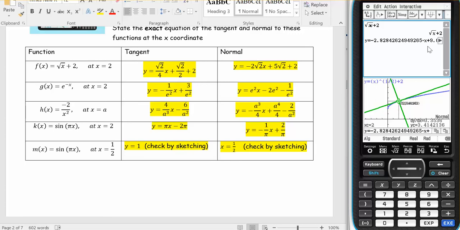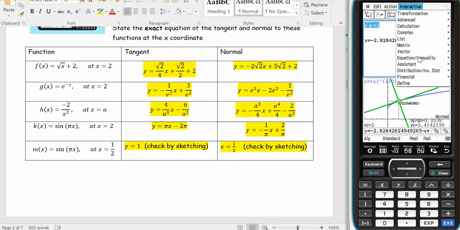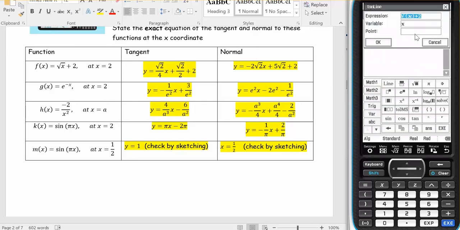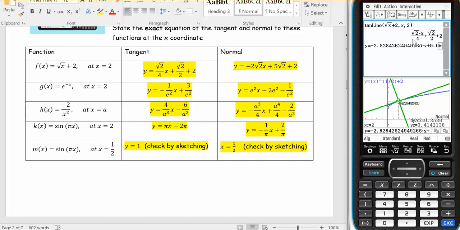However, it's not exact. If I wish to find exact, I go Interactive, Calculation, Line, Tan Line at x equals 2 and go OK. And there is the exact equation, which is root 2 on 4 x plus root 2 on 2 plus 2. And of course I need to add the y equals.